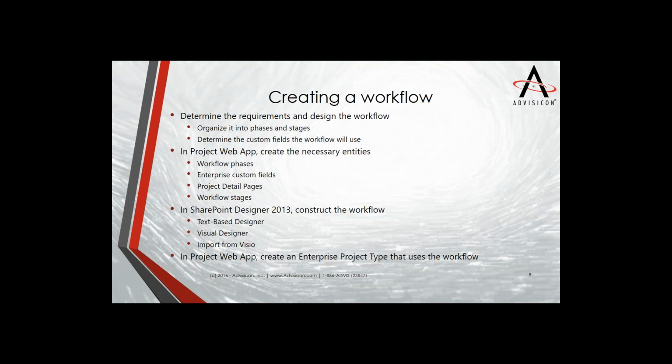Once you've determined if there are any other custom fields, they could be description fields, they could be justification or support fields, they could be just any number of things about your project. You go into Project Web App and you create those necessary entities. So you make sure that you've got the right workflow phases, the right stages, those enterprise custom fields, and you create or modify your project detail pages in order to display and capture that information.